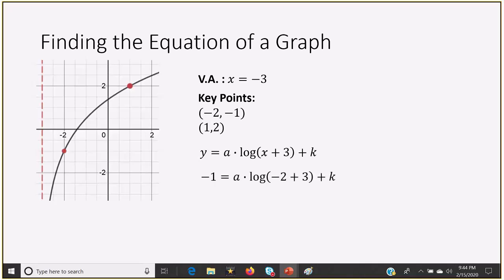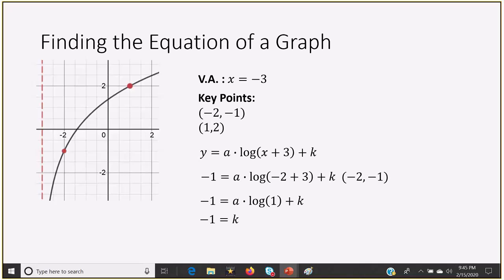So now we're going to plug in some values to figure out what these missing variables are. So I'm going to plug in my first key point, (-2, -1): -2 for x, -1 for y, and then I'm going to simplify from there. So then my -2 plus 3 gets me 1. We know that log with an input of 1 is always just 0, so that actually goes away, which is nice, because now we have k. k is equal to -1.